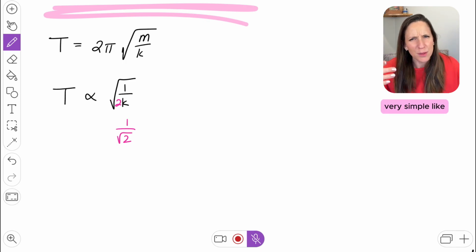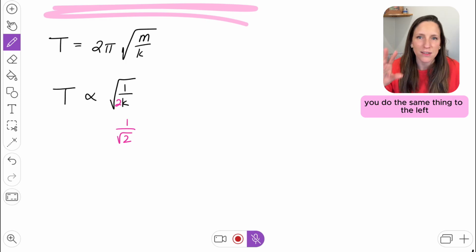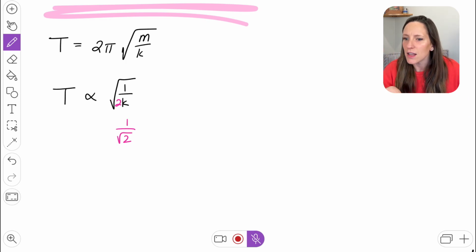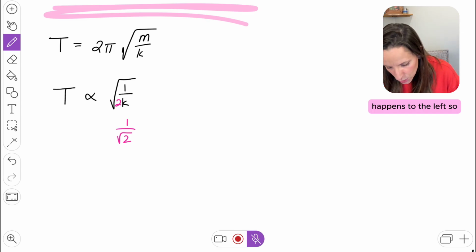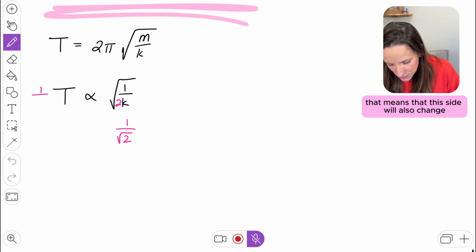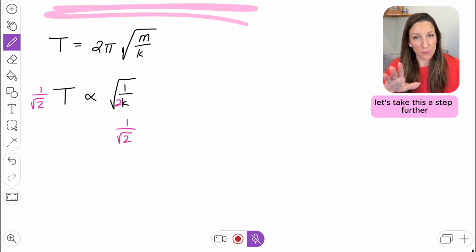See how this is very simple? Once you know what the right-hand side changes by, you do the same thing to the left. No matter what it is, no matter how complicated it looks, whatever happens to the right happens to the left. So that means that this side will also change by a factor of 1 over root 2. Let's take this a step further.